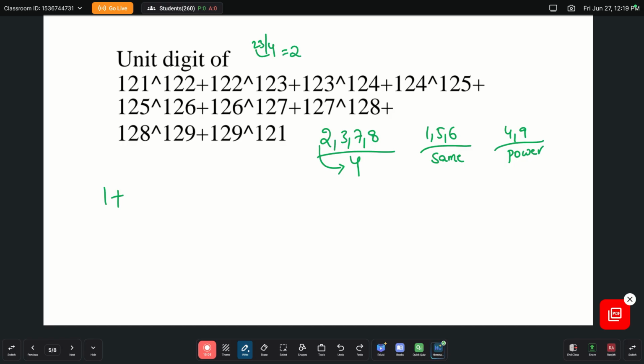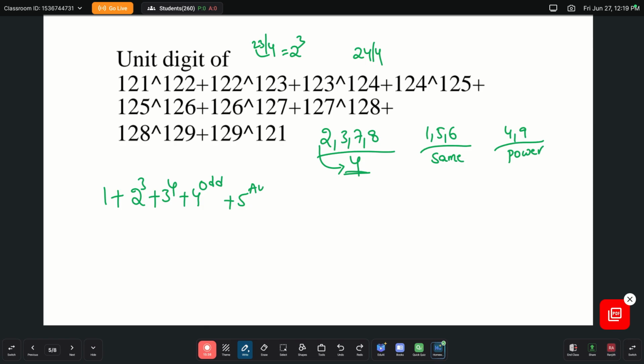4 comma 9, we need to check power even or odd. Okay, 1 power any value will be equal to 1. 2 power 123: 2 power 123 will repeat after 4 steps. We are having the repetition, so we need to divide 23 divided by 4. When we divide 23 divided by 4, what is the remainder we are having? 3 is the remainder, that will be equal to 2 cube.